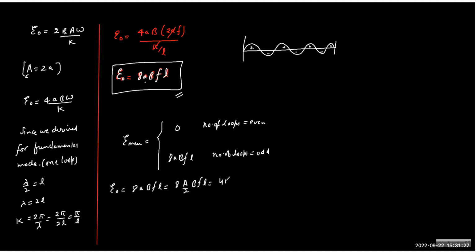It's like 4A B F L. So you have to be careful about which kind of A you are using: the A of the individual or the A of the overall value. When you study the chapter on wave and sound, you will come to know this more clearly.